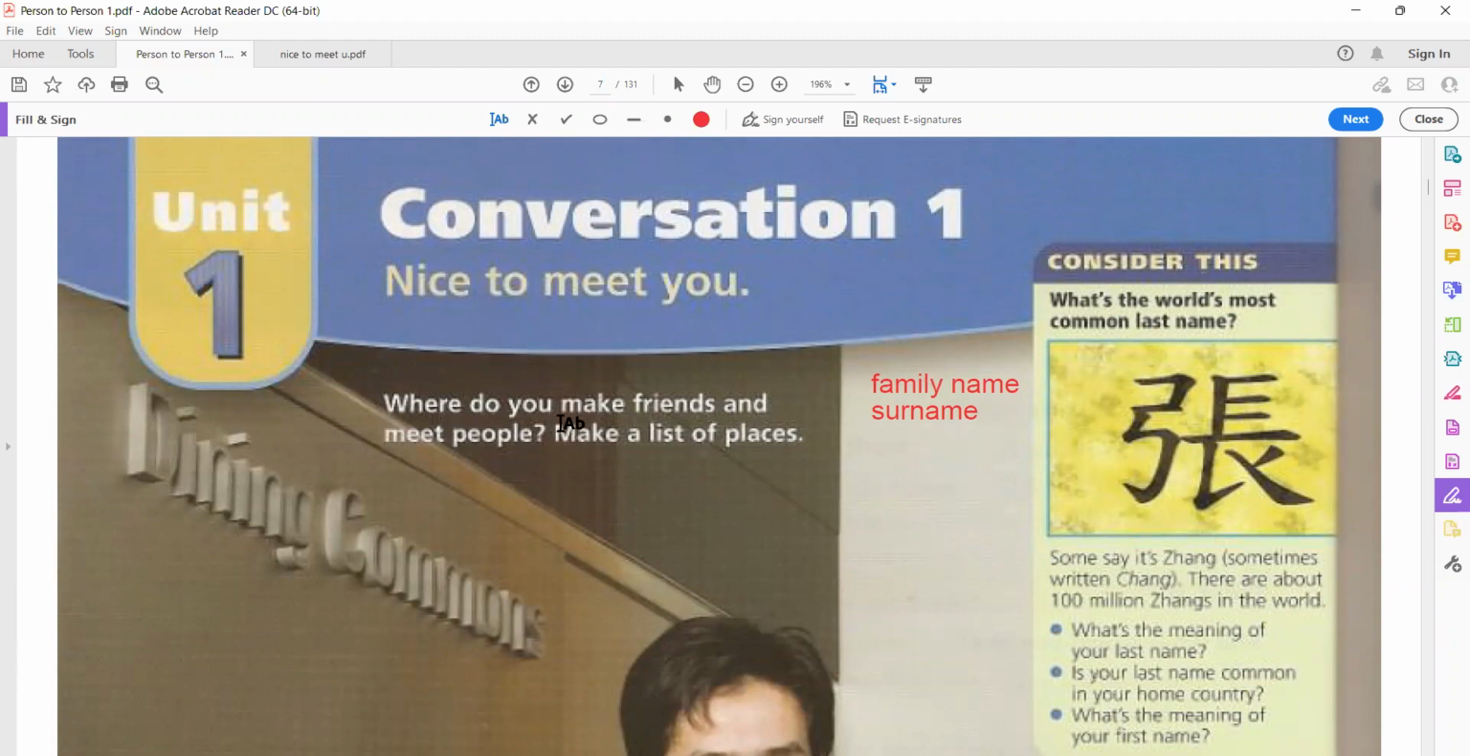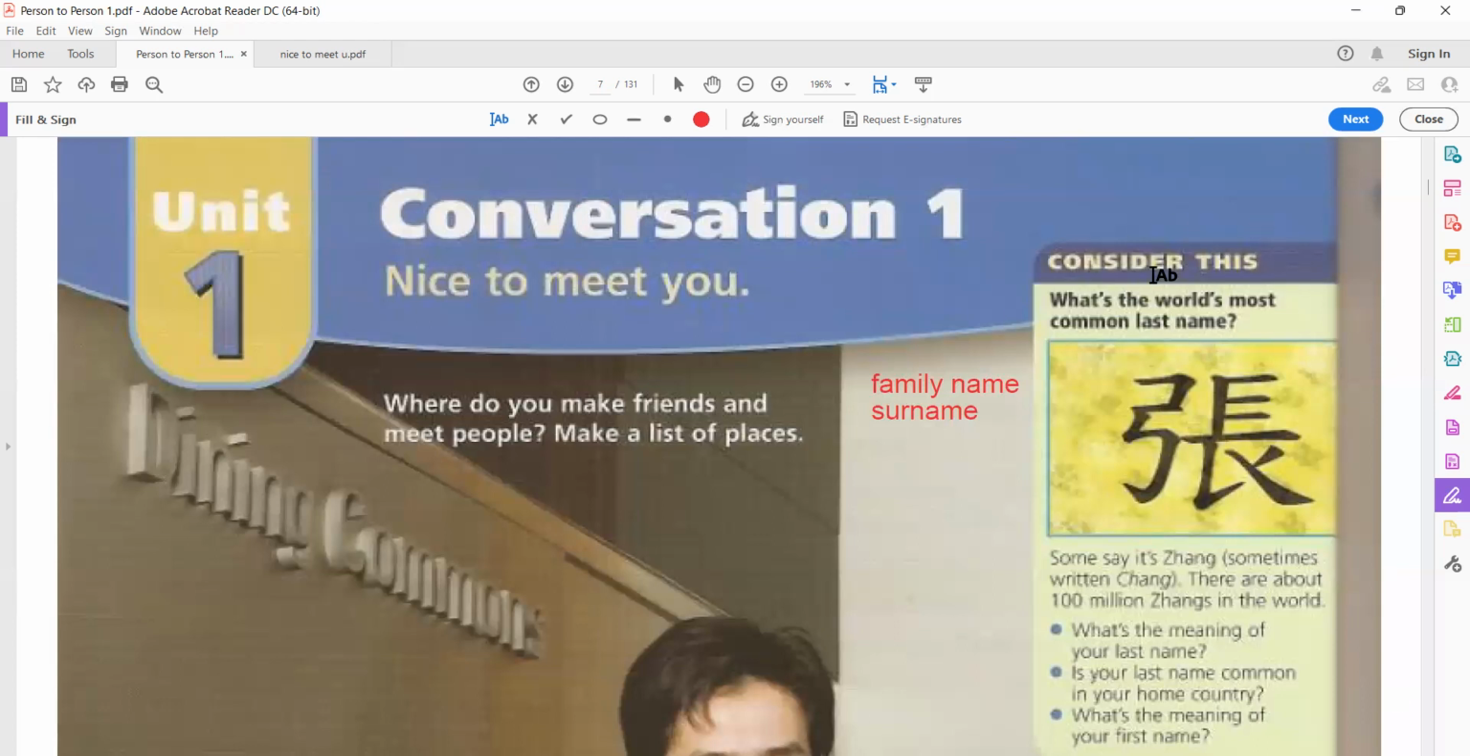It says here, where do you make friends and meet people? Where do you usually make friends? For instance, if you are a student who goes to school, then probably most of your friends will be from the school. If you go to the university, then most of your friends will be from that university. If you are working at a specific place, a company, or any kind of place, then probably most of your friends will be from that place because it's the place where you spend most of your time with those people. So you got to know them much more than other people.